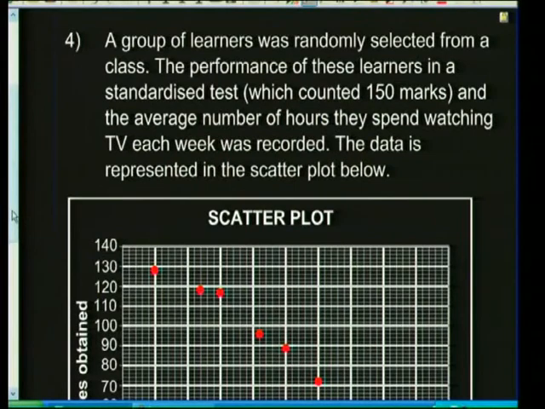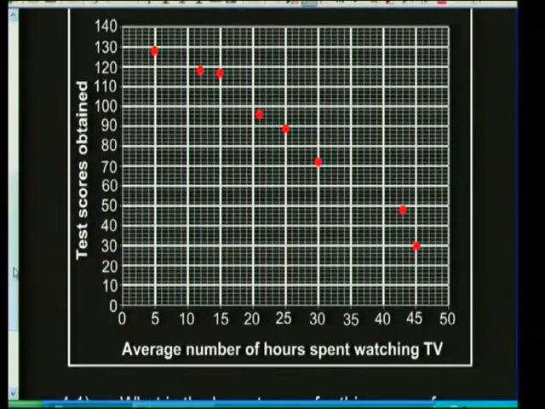Okay, so let's see what we've got here. A group of learners was randomly selected from a class. The performance of these learners in a standardized test, which counts 150 marks, and the average number of hours they spent watching TV each week was recorded. The data is represented in the scatter plot below. The horizontal axis represents the average number of hours spent watching TV, and your vertical axis is the test scores that were obtained in the test.